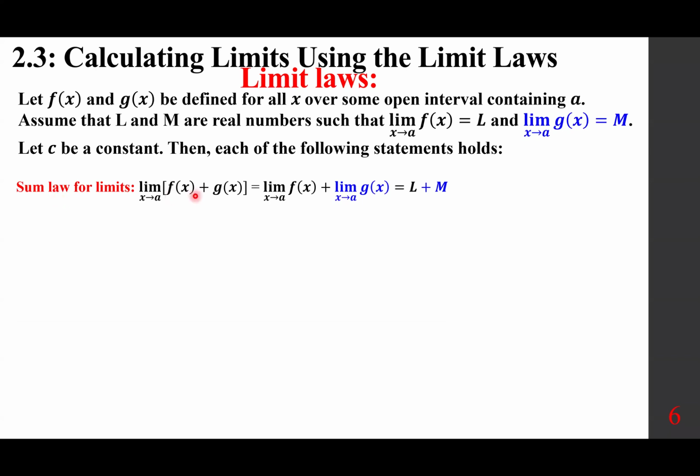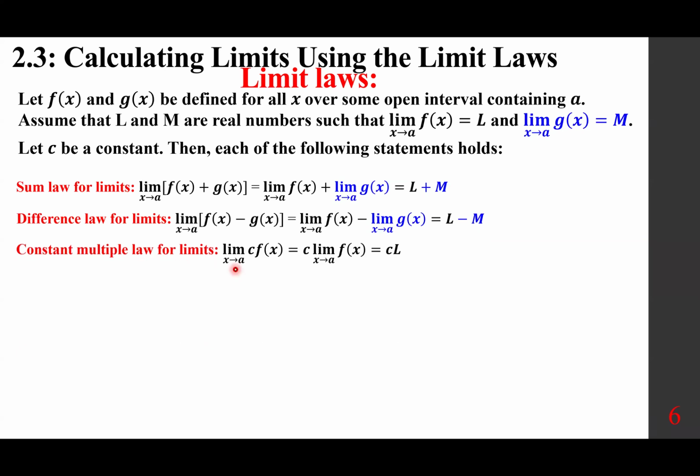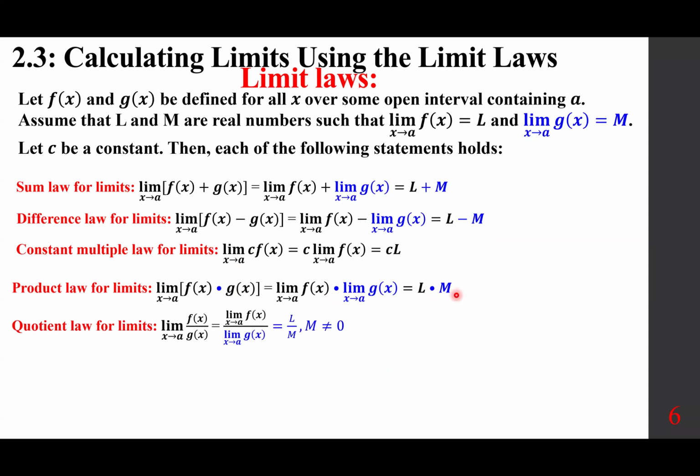The sum law says the limit of f of x plus g of x as x approaches a equals the limit of f of x as x approaches a plus the limit of g of x as x approaches a, which makes it L plus M. In other words, the limit of the sum is the sum of the limits. Difference law. The limit of the difference is the difference of the limits, L minus M. Constant multiple law. If you multiply a function by C and you want to take a limit, you can take the constant out, C times L. Product law. The limit of the product is the product of the limits, L times M. Quotient law. The limit of the quotient is the quotient of the limits, L over M.